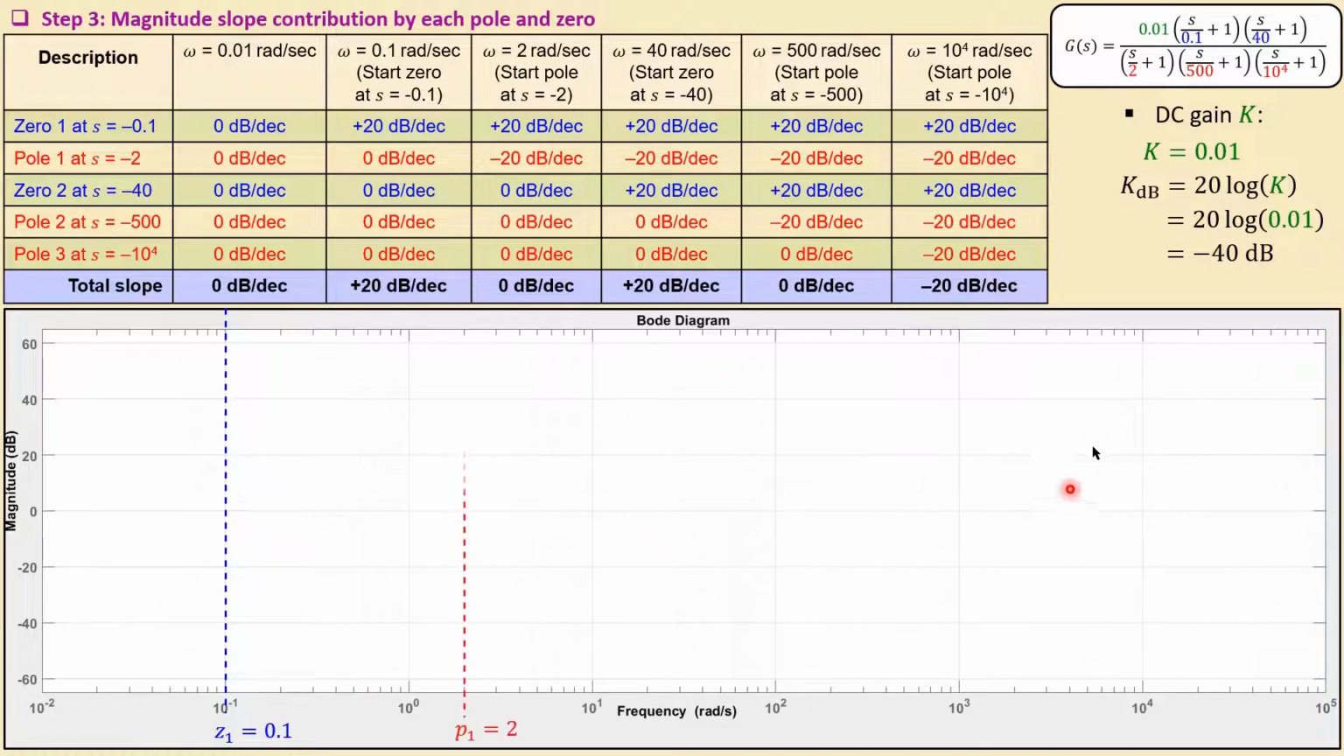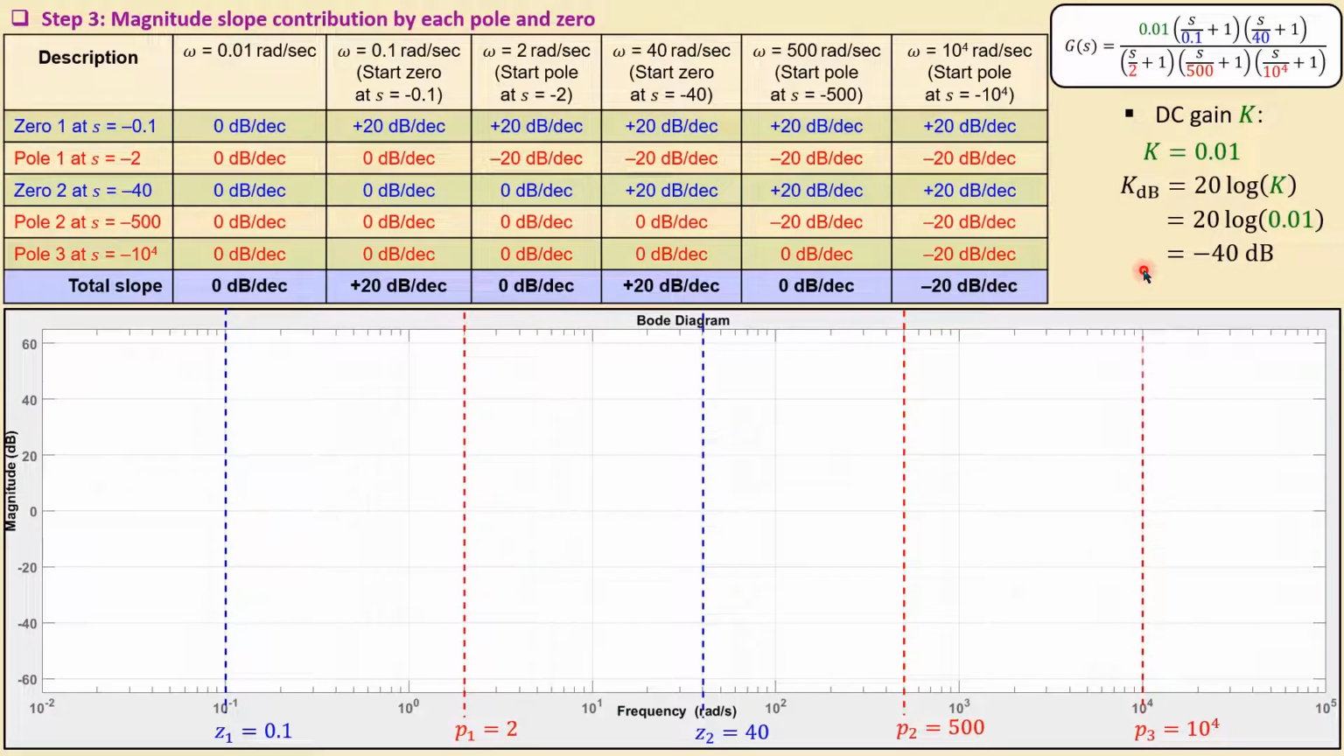These are the pole frequencies. That's the next one, the 40 and the 500, and also the final one is 10,000. Okay, now the first one is here. So we have here the zero, the slope is 0 dB per decade. What I need to be careful about is to also look at my DC gain. So I start at minus 40 dBs. So that's what you have here. So we start at minus 40 dBs.